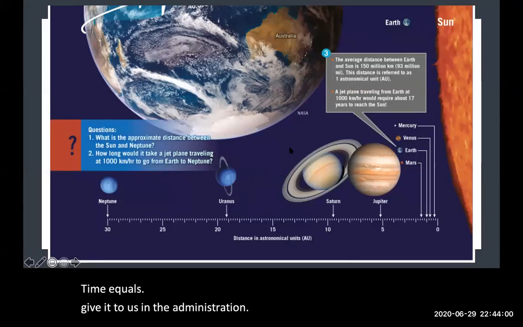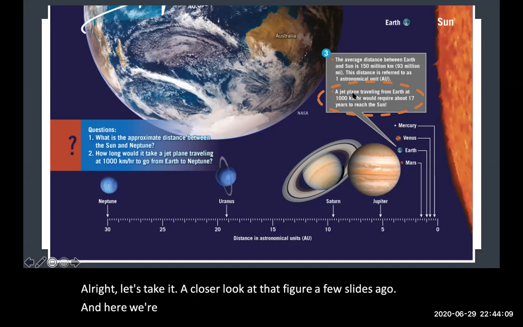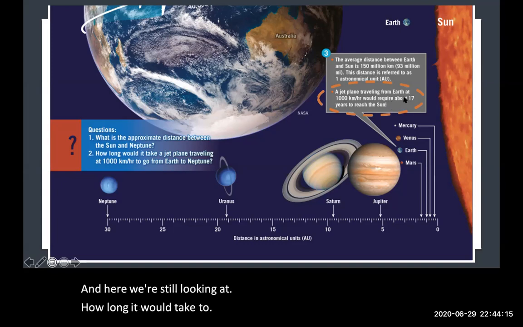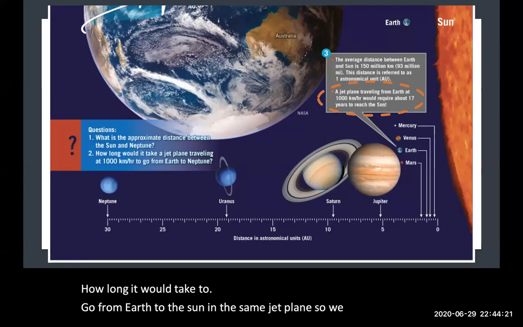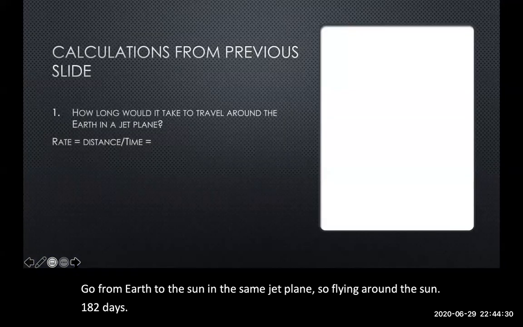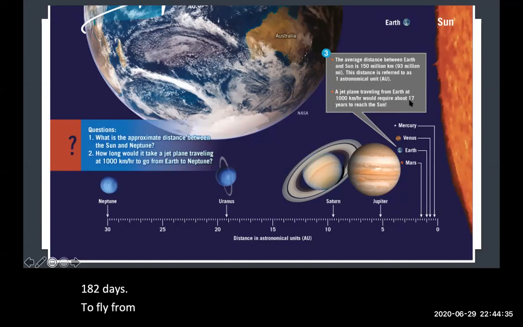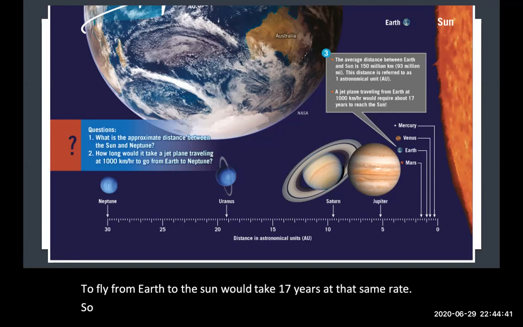All right, let's take a closer look at that figure from a few slides ago. And here we're now looking at how long it would take to go from Earth to the sun in the same jet plane. So we know flying around the sun is going to take 182 days. To fly from Earth to the sun would take 17 years at that same rate. So incredibly far away.